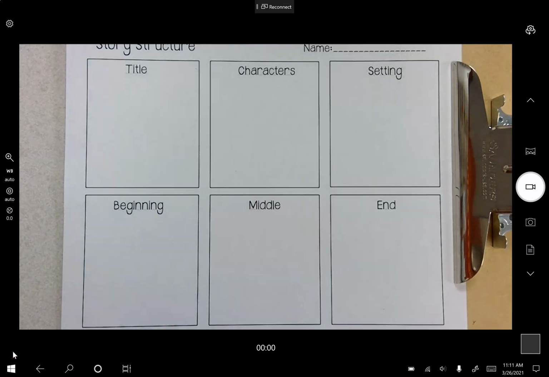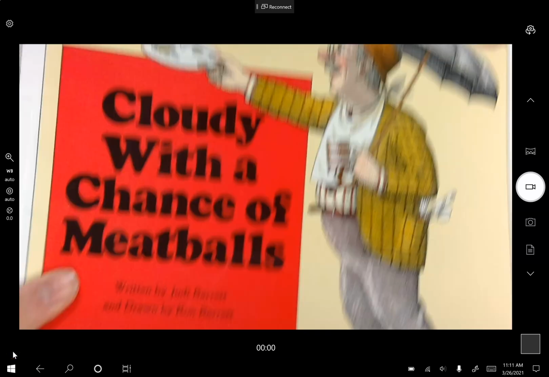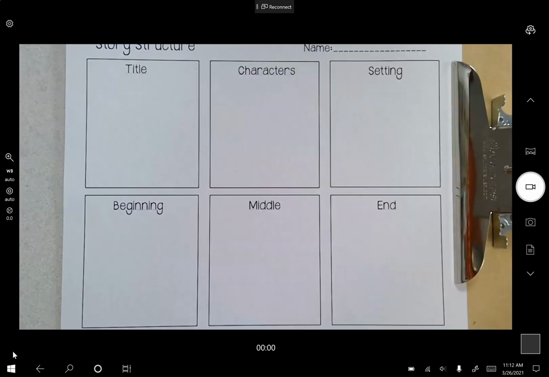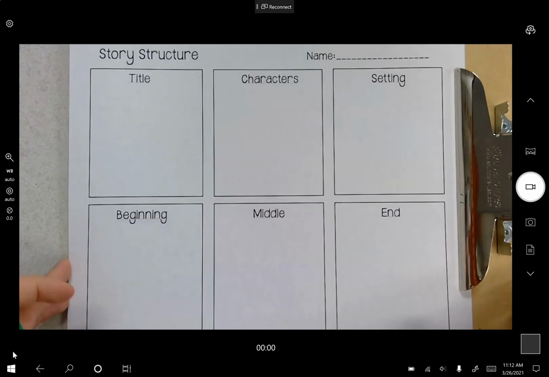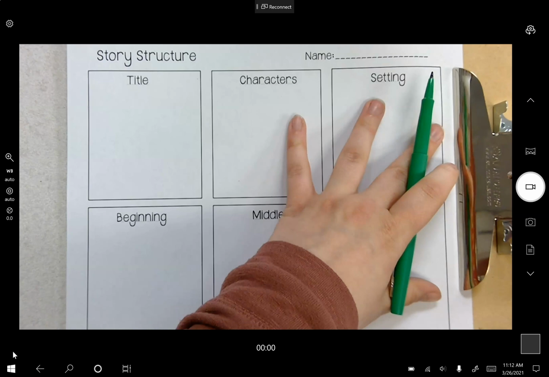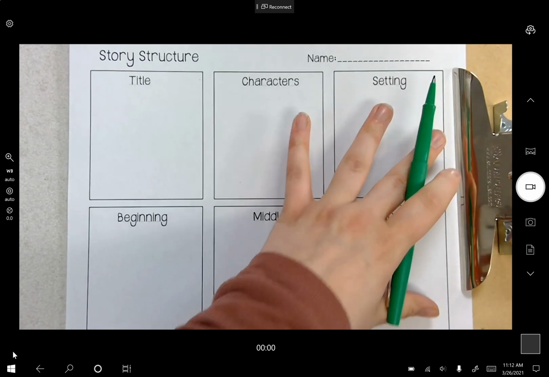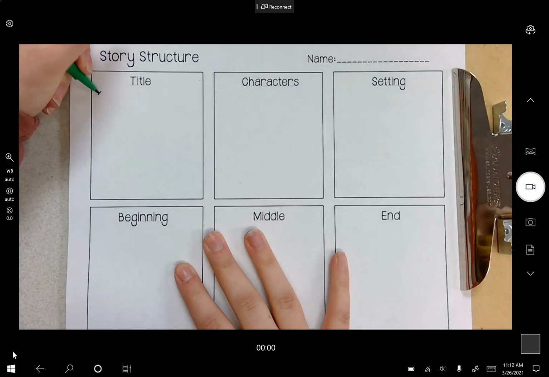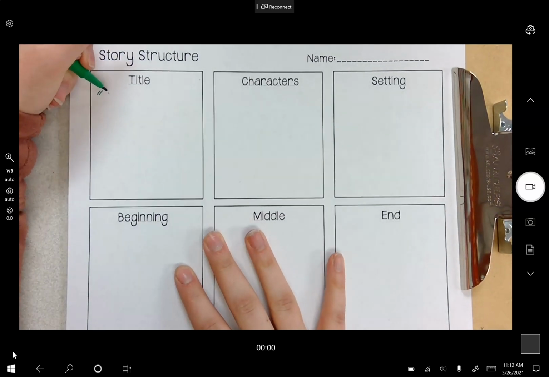All right, guys, so you just got done listening to Cloudy with a Chance of Meatballs. So we are going to take that book and we're going to break down the story structure of the book. So make sure you should have one of these in front of you. Your name should be on the top. We're going to start by filling out the title. And remember, every title needs quotation marks.